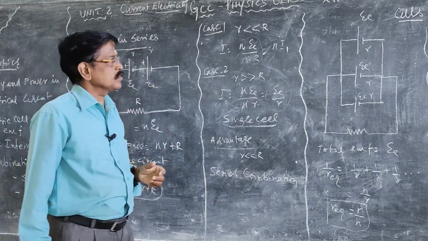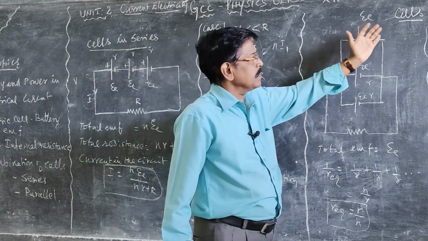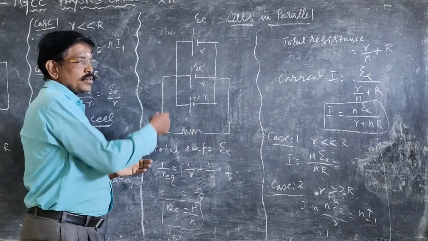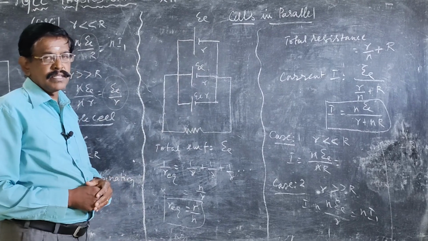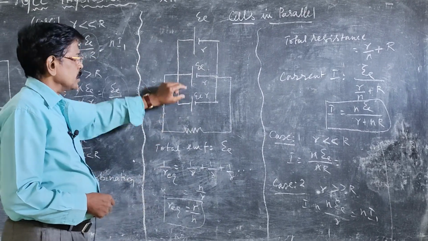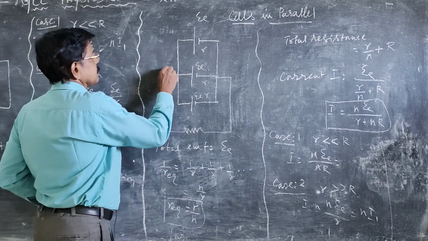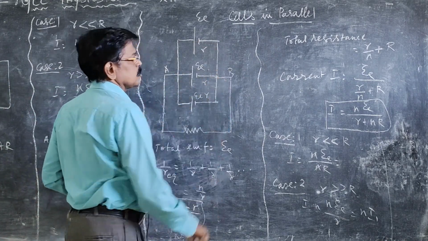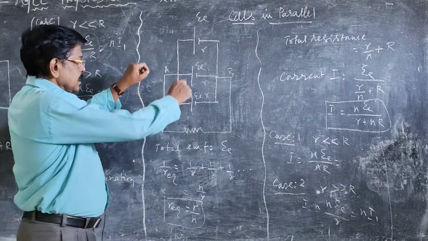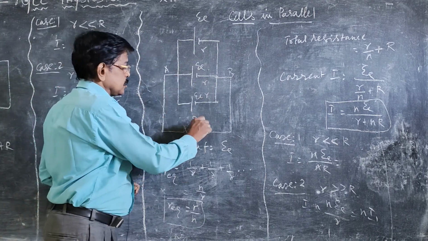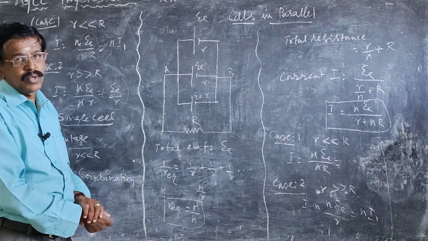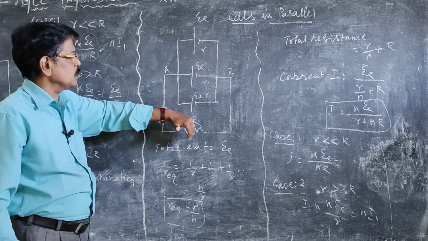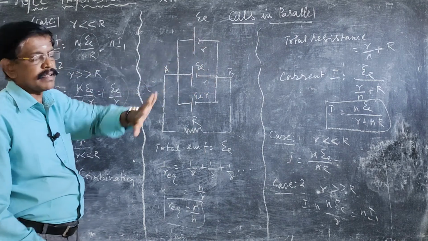Now let us see about the cells which are in the parallel connection. What is parallel connection? Suppose for example I have taken 3 cells. All the positive terminals are connected to a single point A. All the negative terminals are connected to the point B. Then between A and B the external resistance R is connected. If positive and positive are connected together and negative are connected together, then it is called the parallel connection.